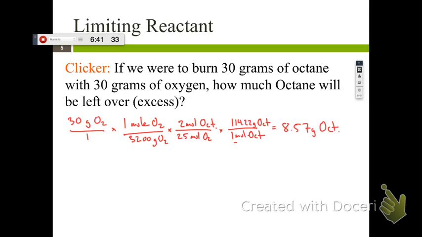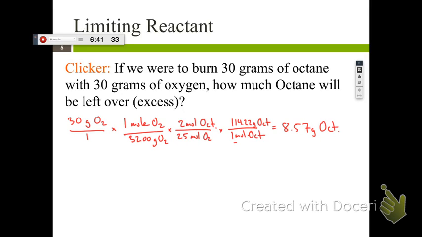So wait, let's put it in a sentence first. So what is this 8.57 grams of octane? That's telling us how much we would use. Great. So if we use up all the 30 grams of oxygen, this is how much octane we'd use. Do we have more than that? We have way more than that. And so we could have done the calculation I showed you a minute ago where I did the calculation from octane, how much oxygen would we need. This is the other way to do that. Either way, if you start with oxygen or octane, you can determine your limiting reagent by saying, what does this number mean? How does it compare to how much we have, like Joey said.